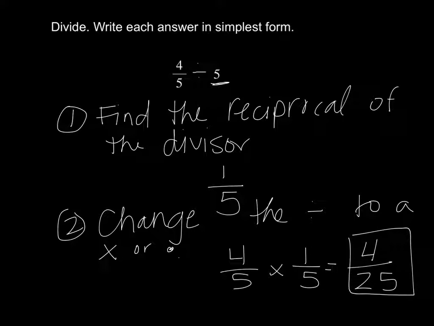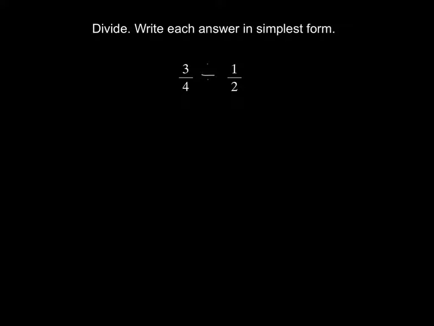So again, make sure you get these written down so that especially it will help you during your test. So you can look back and say, oh yeah, find the reciprocal. Then I change my division sign into a multiplying sign, and then I solve. All right, so let's try it again. Step 1, find the reciprocal, 2/1, of my divisor. Change my dividing sign into a multiplying sign. Bring down my dividend. And multiply.